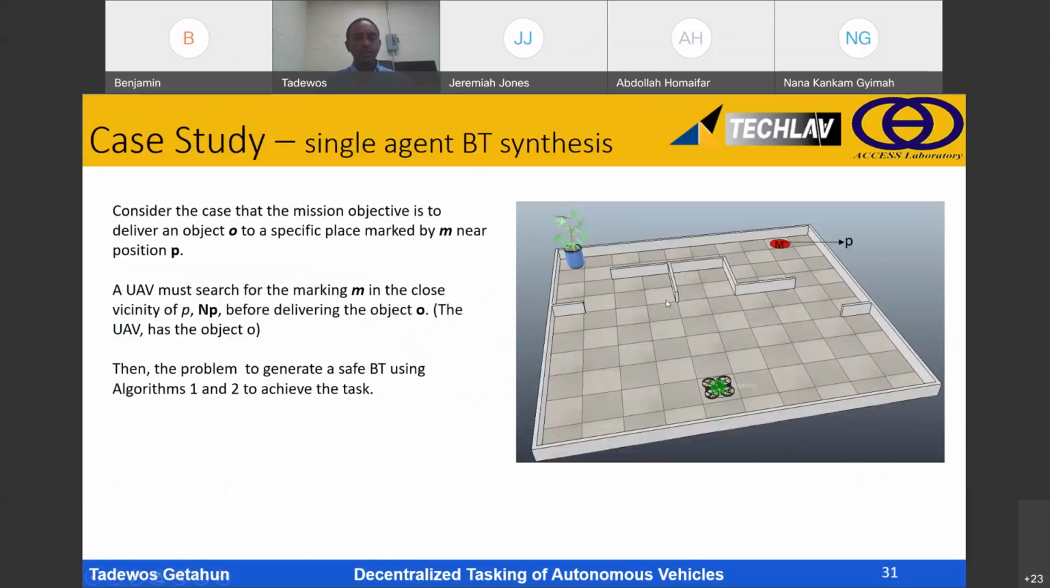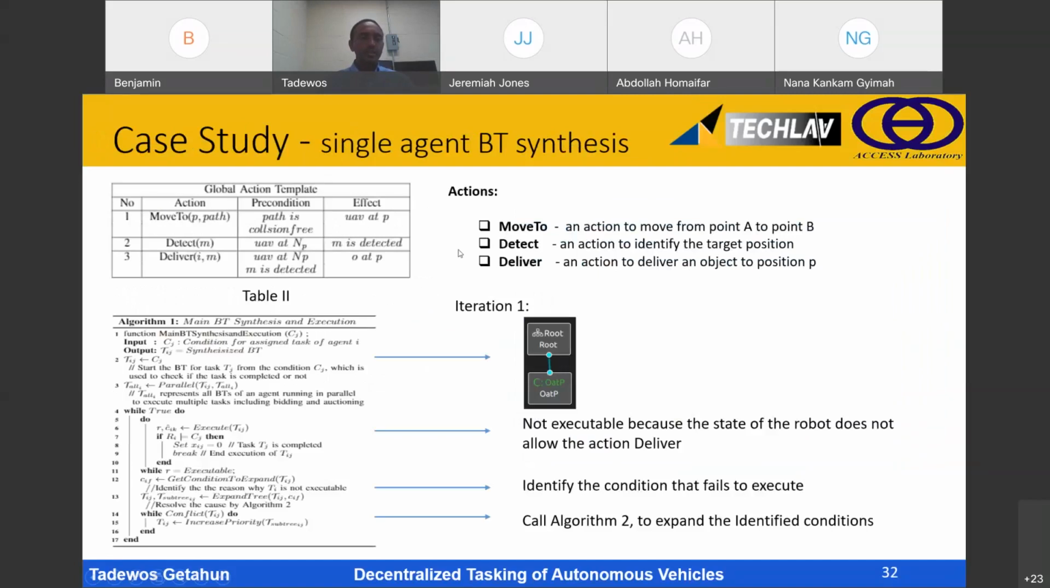For a single agent case study, we consider the case that the mission objective is to deliver an object O to a specific place marked by M near position P. The drone has to deliver an object to the position M. So the UAV must perform searching, and when it is near the position, it has to detect the target, the red circle, and it has to deliver the object. That is the objective.